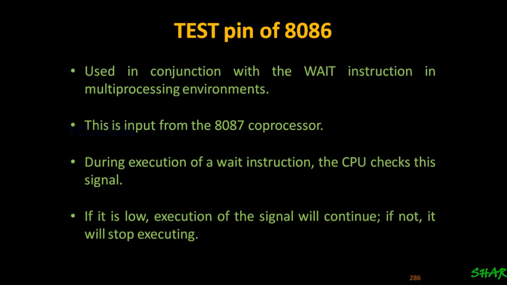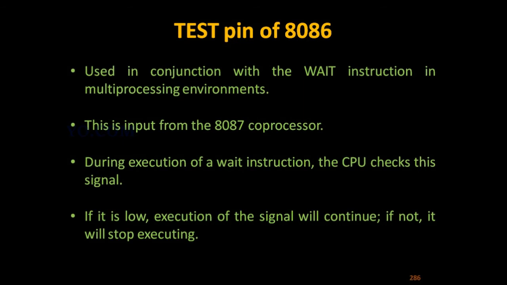This is the input from the 8087 coprocessor. The test pin is actually present in 8086, and it is connected to 8087. So the test pin of 8086 is an input. During the execution of the wait instruction, the CPU checks this signal.